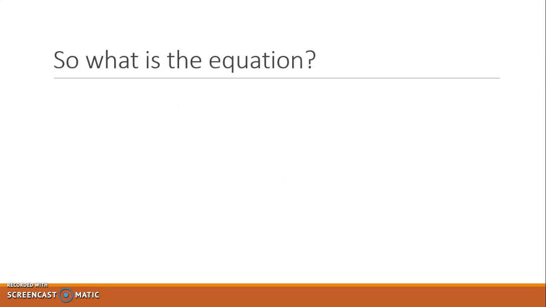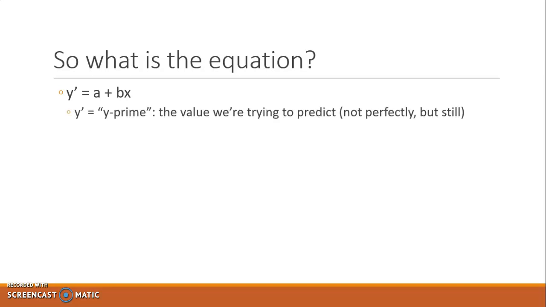So what is the equation? The equation is y prime equals a plus bx. If you remember back from geometry, this looks a little bit like finding the slope and that sort of thing. And it is related to the slope if you think about it, because what is the slope? The slope is, if you go this far on x, how far do you go on y and in what direction? And that's kind of what we're doing here. We're finding a line. We're finding the slope of the line. Now, y prime is the value we're trying to predict. Now remember, this isn't going to be perfect. This is an estimation. How good it is depends on how linear your relationship is in the first place.